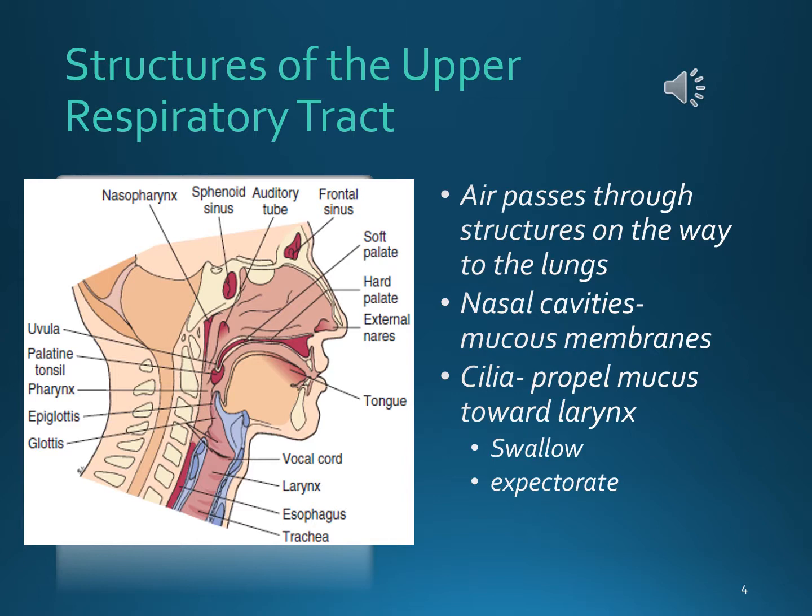For instance, one of them is the nasal cavities. Those are lined with mucous membranes, and they have little cilia in them to propel mucus toward the larynx for swallowing and expectorating. You have the epiglottis, which assists with swallowing, that we'll see later, vocal cords, which have to do with speech, and then you'll notice your esophagus and your trachea are just right next to each other.